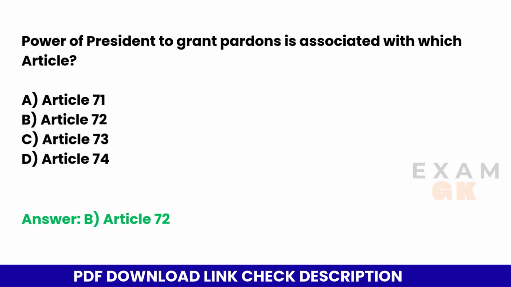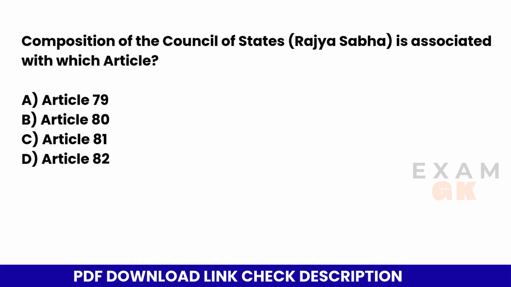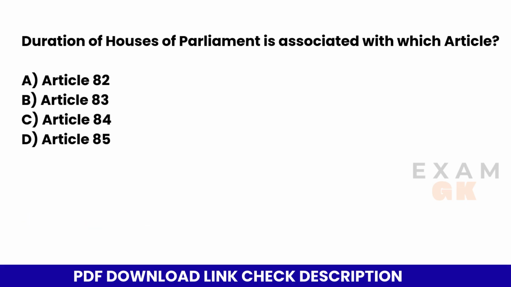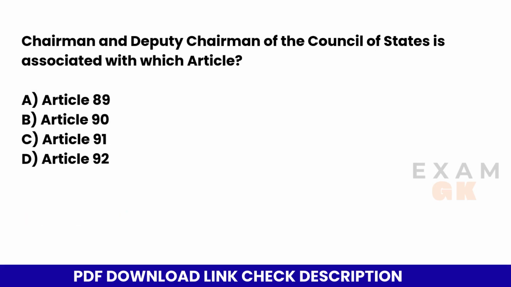Answer B. Article 72. Composition of the Council of States, Rajya Sabha, is associated with which article? Answer B. Article 80. Duration of Houses of Parliament is associated with which article? Answer B. Article 83. Chairman and Deputy Chairman of the Council of States is associated with which article?